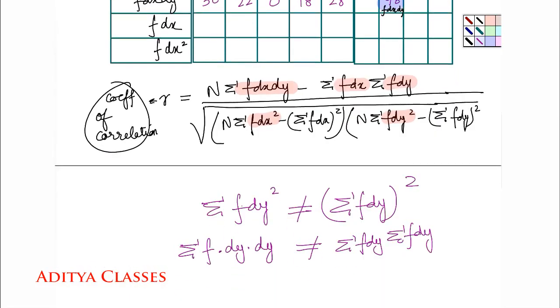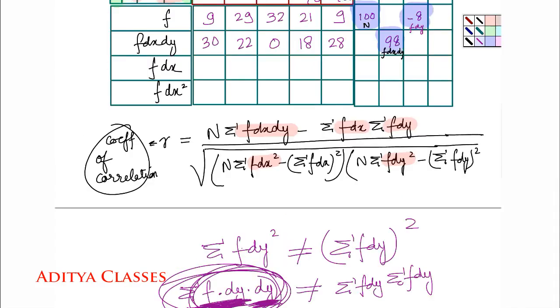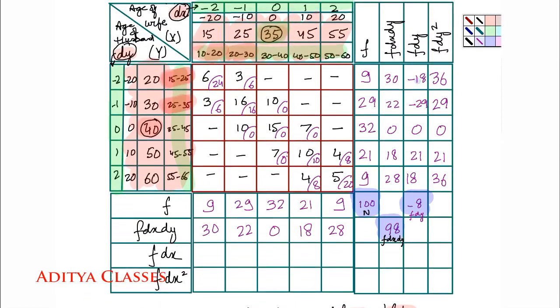Now if you have a look at this thing, what is this? This is f dy multiplied by dy. Simply f dy multiplied by dy. Let me show what I am saying. F dy, you have it, multiplied by dy. Minus 18 multiplied by minus 2 is 36. Minus 29 multiplied by minus 1 is 29. 21 multiplied by 1 is 21. 18 multiplied by 2 is 36. So you can go either way.